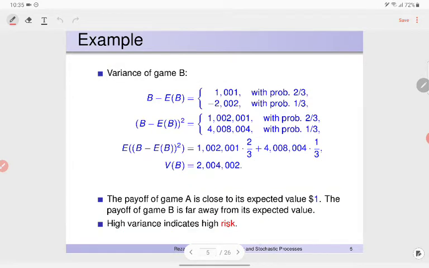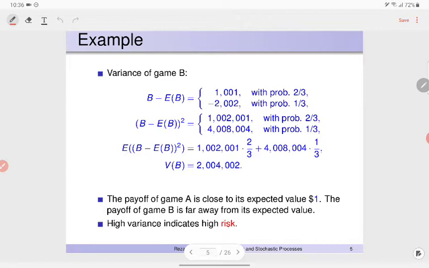On the other hand, the variance of B can also be computed similarly. So B minus the expectation of B. The value of B if we win is equal to 1002 minus 1, so this is 1001 with probability 2/3. And on the other hand is minus 2001 minus 1, so minus 2002 with probability 1/3. And you can square this, resulting in 1,002,001 with probability 2/3 and 4,008,004 with probability 1/3.